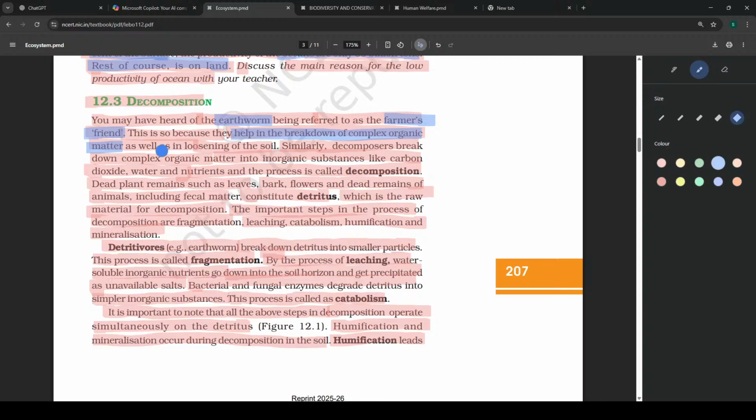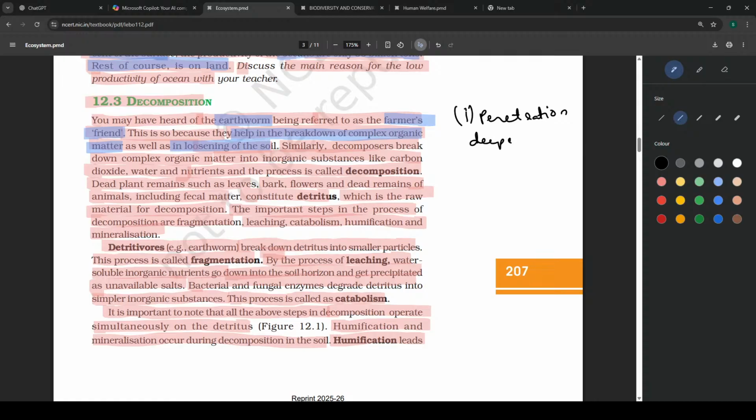The second help is that it loosens the soil for aeration. They did not mention aeration here. What is the importance of loosening the soil, or what is the use of loosening the soil? By loosening the soil, we get two important uses: easier penetration of the roots deeper into the soil.